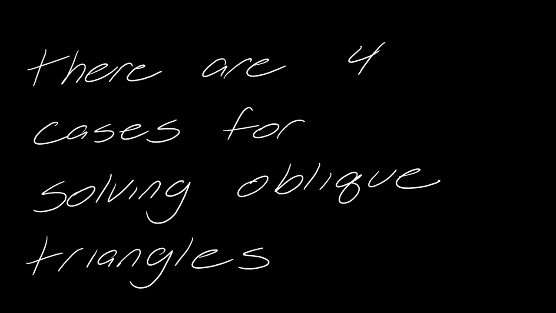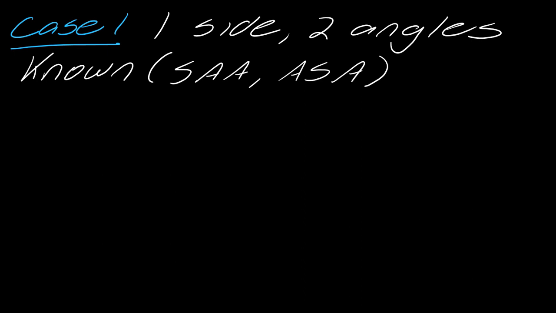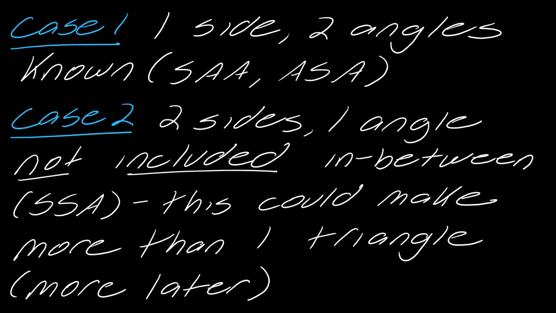When you have oblique triangles, we break this down into four separate cases. In the first case, we know one side and two angles, so side, angle, angle, or angle, side, angle. That's the type of congruence that holds. Case two would be that we know two sides and one angle that is not included in between. That would be side, side, angle. This could actually make more than one triangle, and we will discuss why this is complicated in another video.